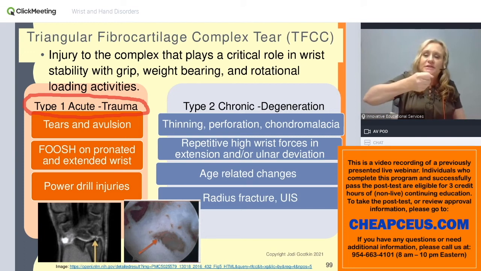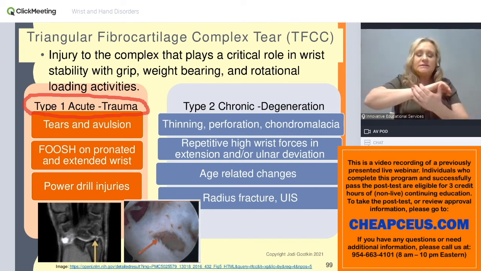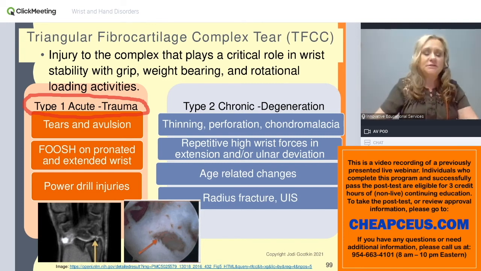Drilling injuries can also stress this complex, particularly when there's pronation involved. And then any type of fall that lands on a pronated and extended wrist can damage that complex.